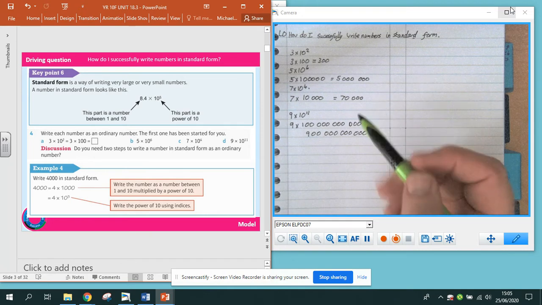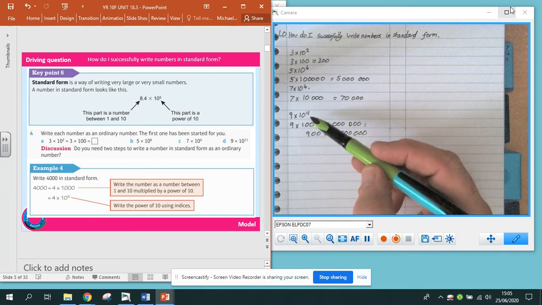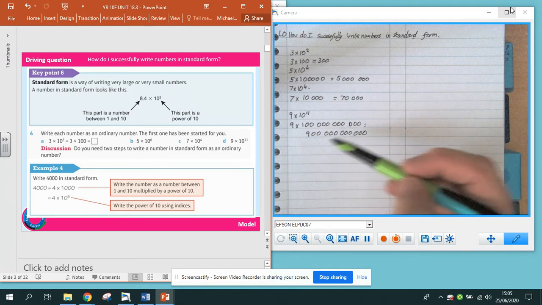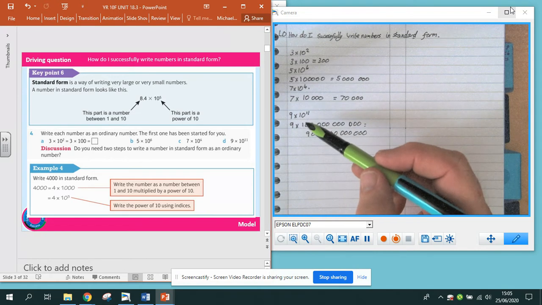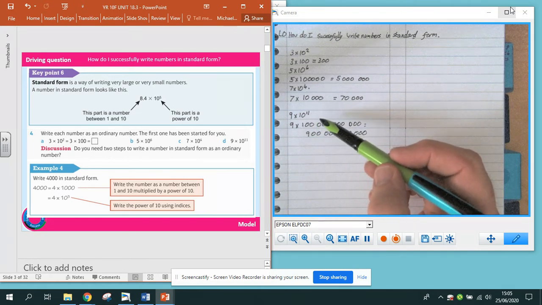And this is one of the reasons why we use standard form, because this number is much easier to write than this number. As you can see, it would have literally filled my page. So numbers in standard form are much shorter and easier to understand.